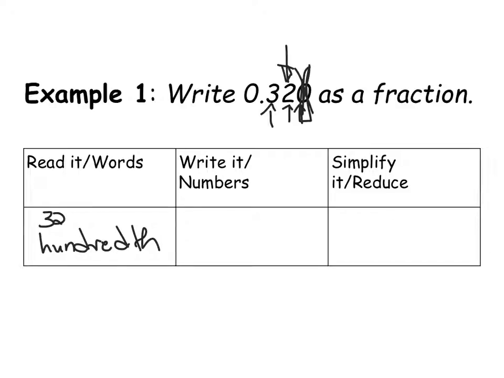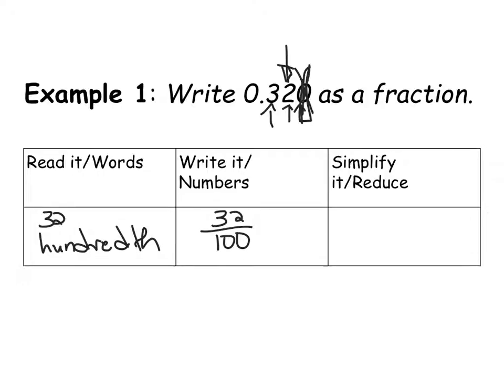And remember, you have your place value chart in your composition book where you could look at the place value and make sure that you're reading it correctly. Then it says to write it. So you're writing it as a number. And when we write it as a number, we're writing it as a fraction. So it'll be 32 over 100.